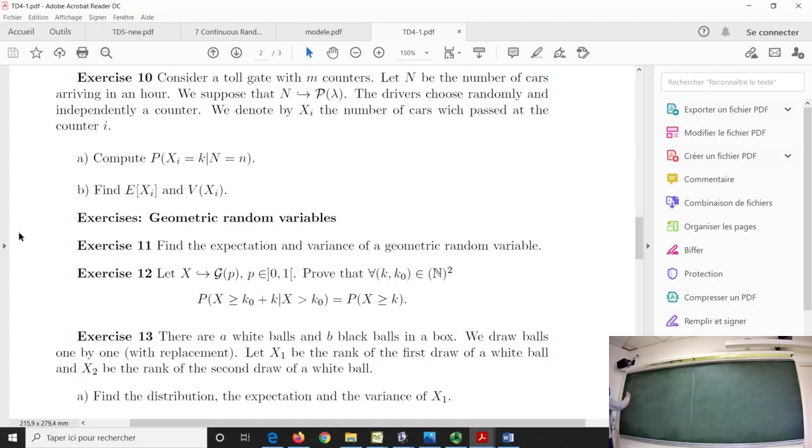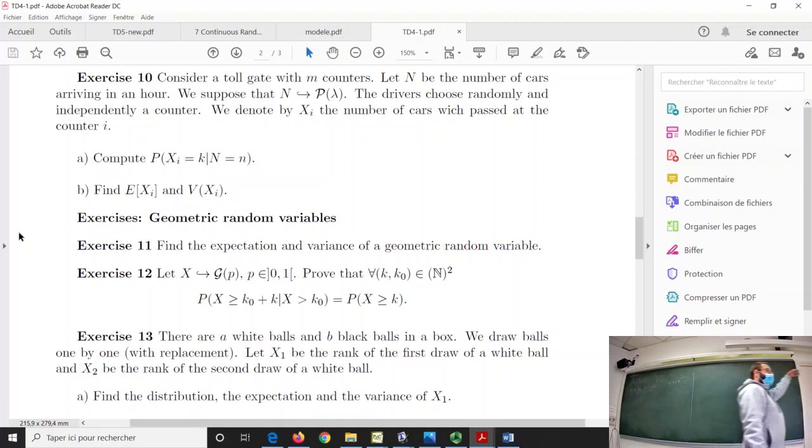So if I am a geometric of parameter p, what is the probability that x is equal to k? What is the probability that x is equal to k for a geometric? P. Yeah. So this one, and be careful, this is true for k belonging to N star.